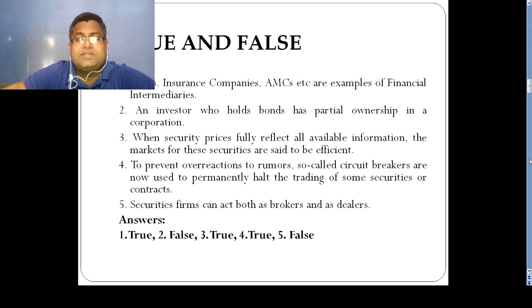Second: an investor who holds bonds has partial ownership in a corporation. True or false? It is false. Why is it false? Because the investor who holds the bonds is not called an owner. He is only a lender. Only shareholders are called owners, but debenture holders or bondholders are not called partial owners. They are called lenders.